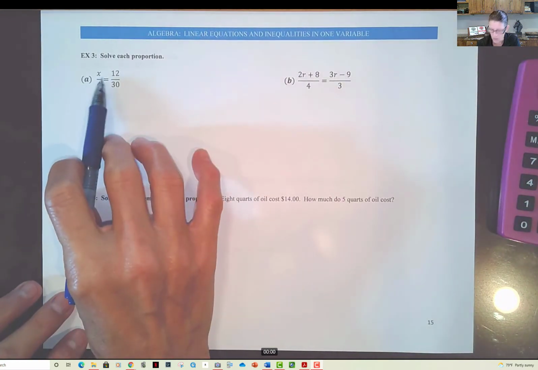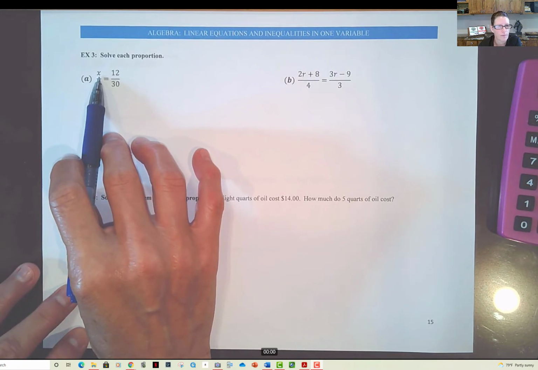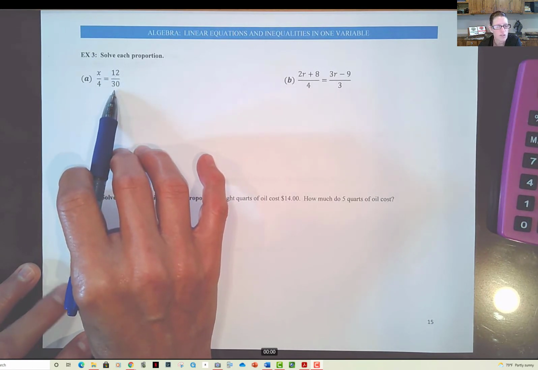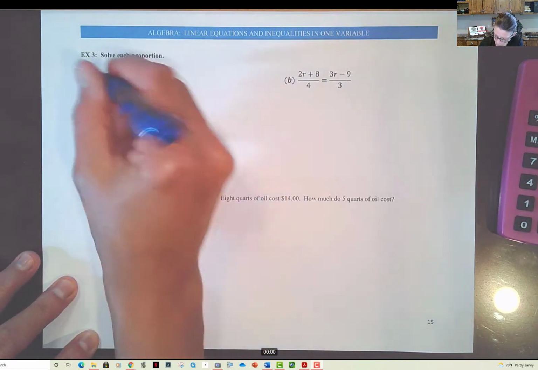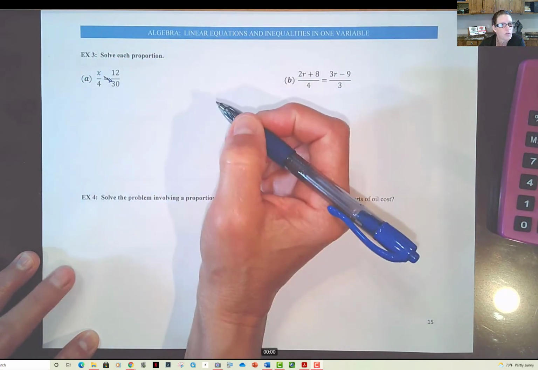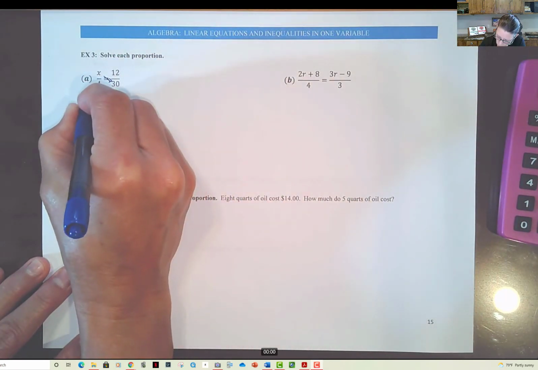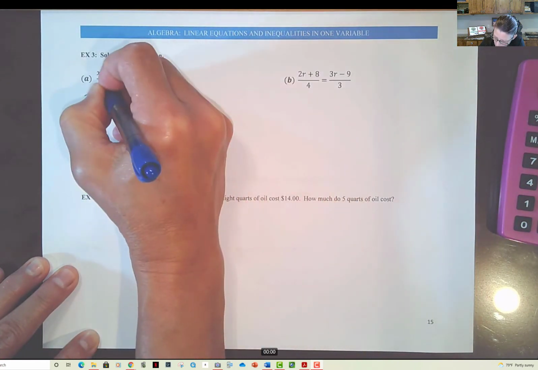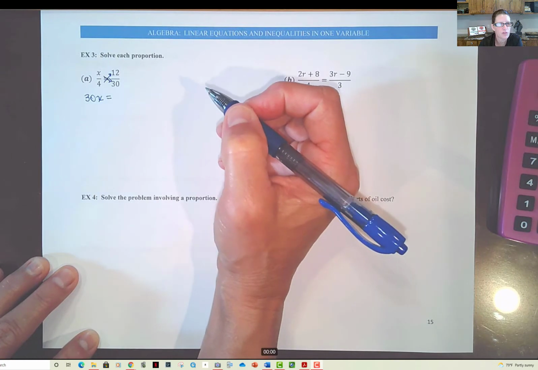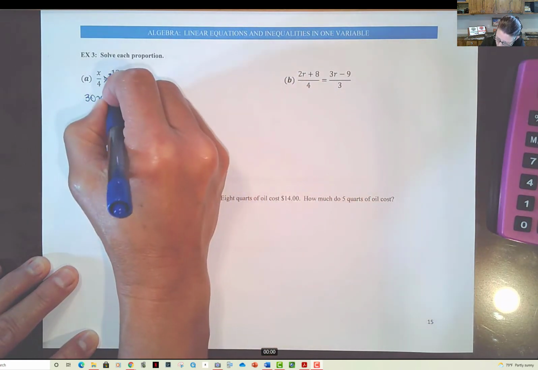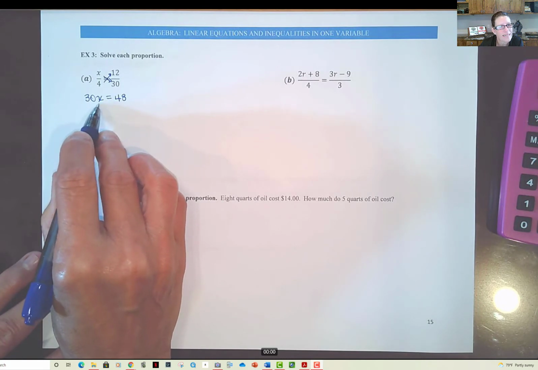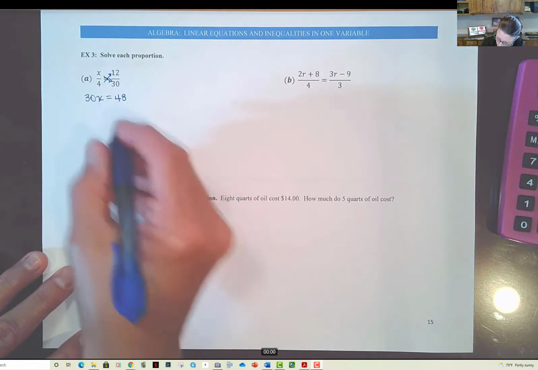In part A, we're going to determine what this numerator is. Okay, some value x is to 4 as 12 is to 30. Okay, if this is true, then the cross products are equal. So let's look at those. Let's multiply x times 30, or go ahead and write 30 times x with your coefficient in front. And let's multiply 4 times 12. Well, 4 times 12 is 48. Now we've got a linear equation to solve, and we're going to isolate x by dividing each side by 30.